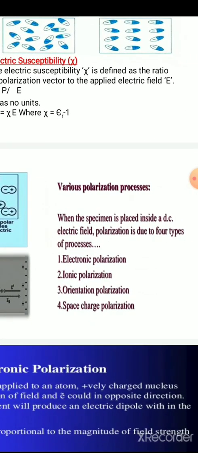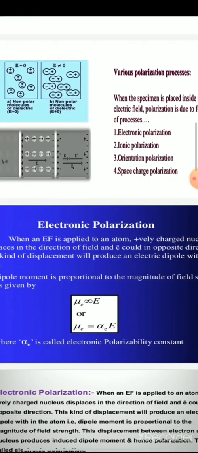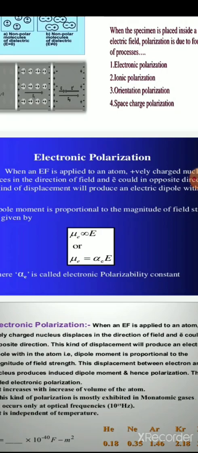And here we are going to see various polarization processes. When the specimen is placed inside a DC electric field, here we won't consider AC, only DC. Polarization is due to four types of processes: electronic polarization, ionic polarization, orientation polarization and space charge polarization. First of all, we will discuss electronic polarization.